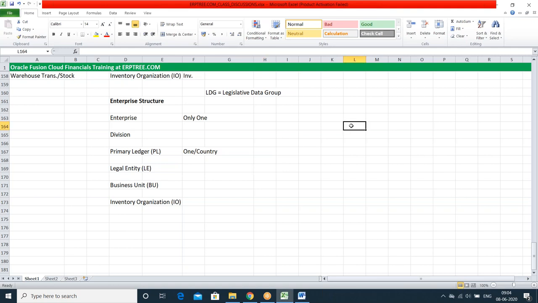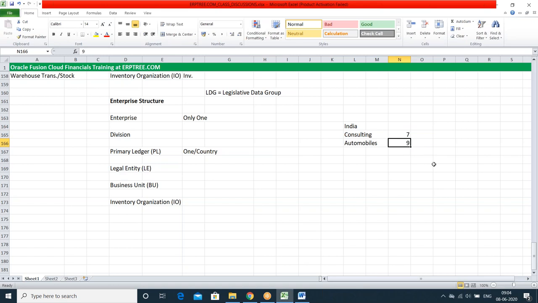I'll take a simple example. Say the client is operating the business in India. Okay, the client is operating the business in India, and say they are into consulting services and the automobile industry. The enterprise is only one. Okay, the client is into these two different businesses. So in that case, as per the consulting business, they need 7 segments. As per the automobile business, they need 9 segments.